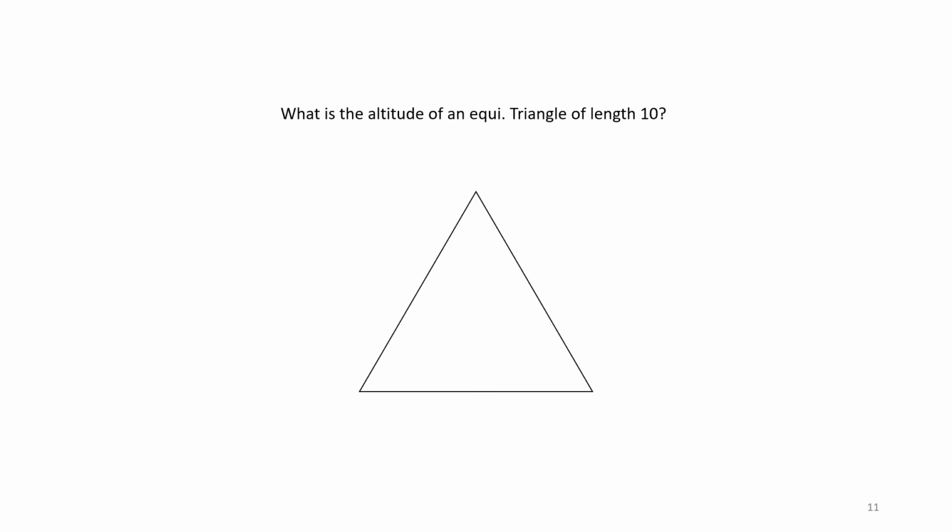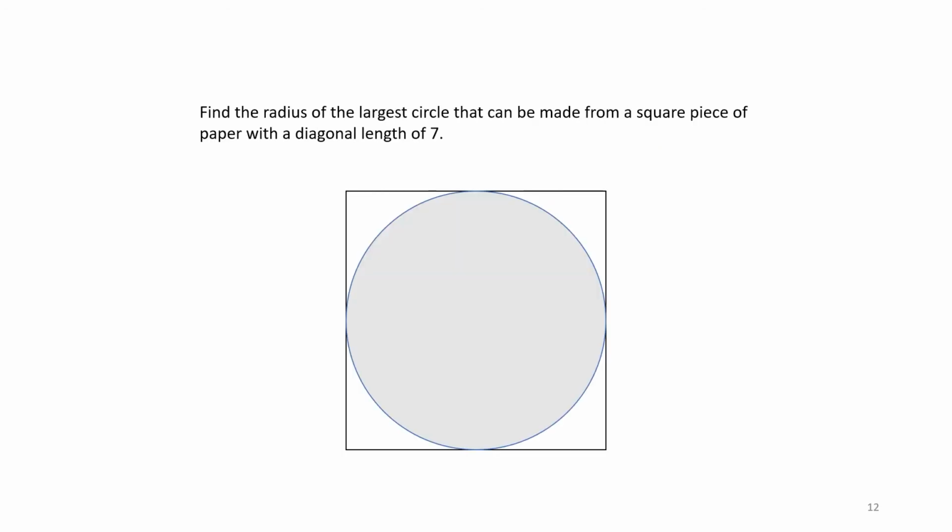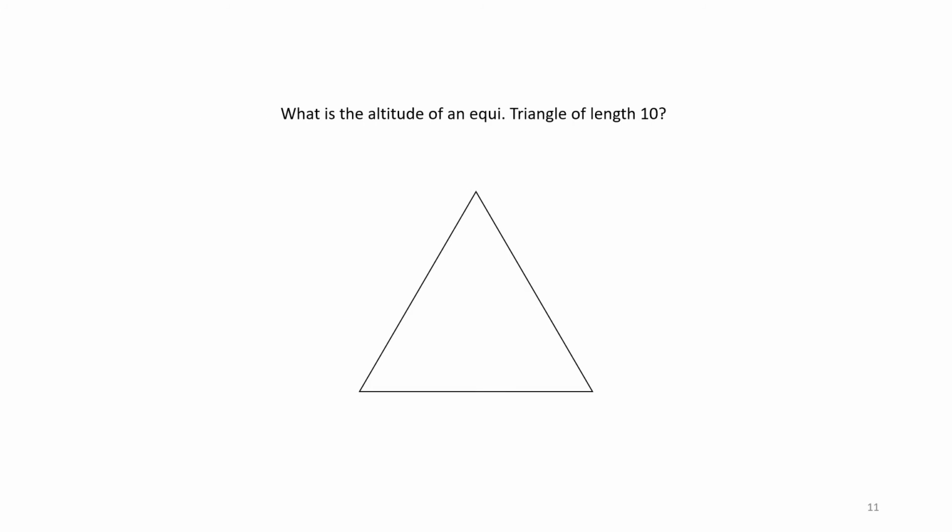So now we're going to do one with an equilateral triangle, where you have to figure out how the Pythagorean theorem fits into a problem. What is the altitude? That means this length here, the height of an equilateral triangle of length 10. So what that means is that all the side lengths are 10.